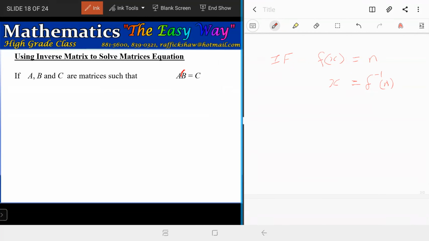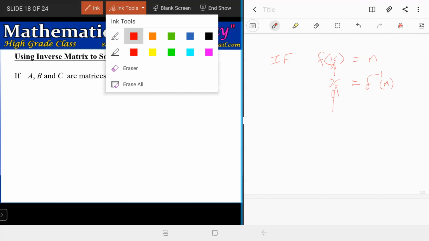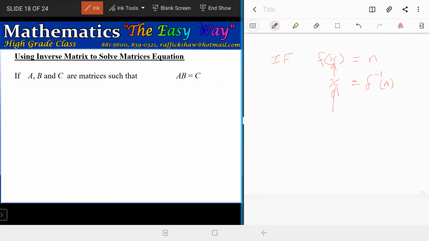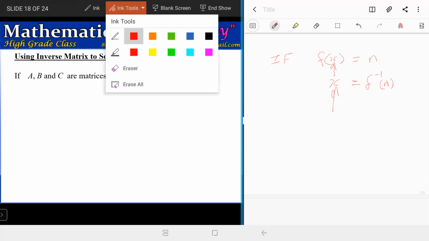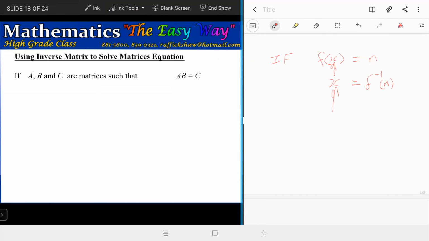So let's say that this is our unknown B, just as the X was the unknown here. Let's say that it is a B that we don't know. So how do you get the B? How do you make B the subject? All right. So the theory is that what you have to do is that you have to get rid of the A.